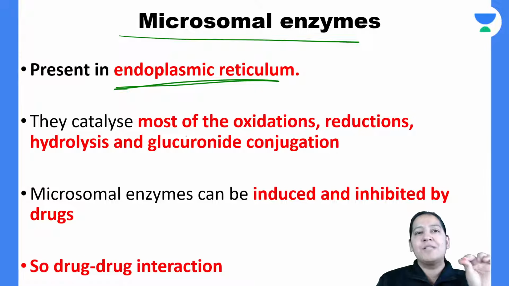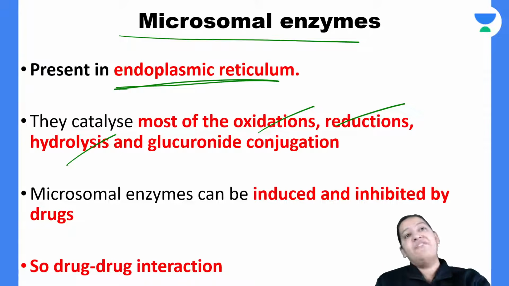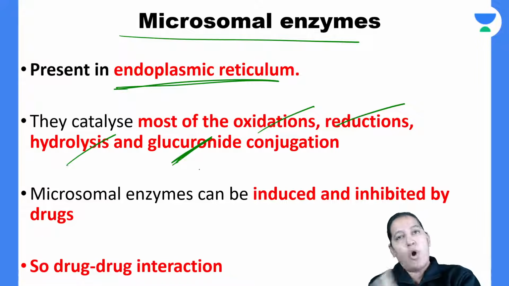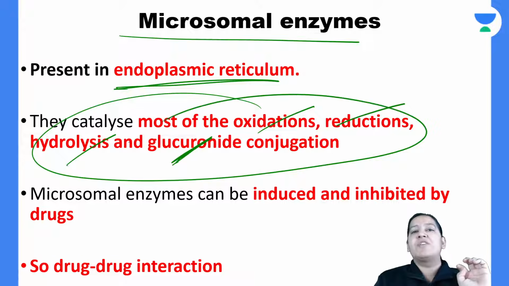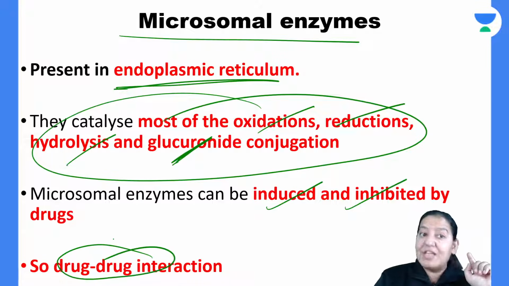It is present in the endoplasmic reticulum. Of oxidation, reduction and hydrolysis from phase 1 and phase 2, it is only glucuronide conjugation. All the rest of the conjugations are non-microsomal. So these are the examples of microsomal enzymes. They can be induced, they can be inhibited. That's why they show drug-drug interaction.